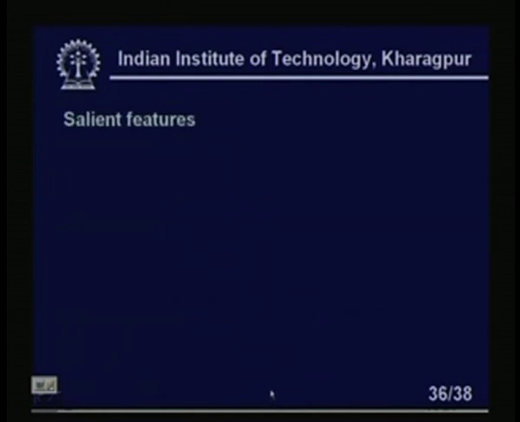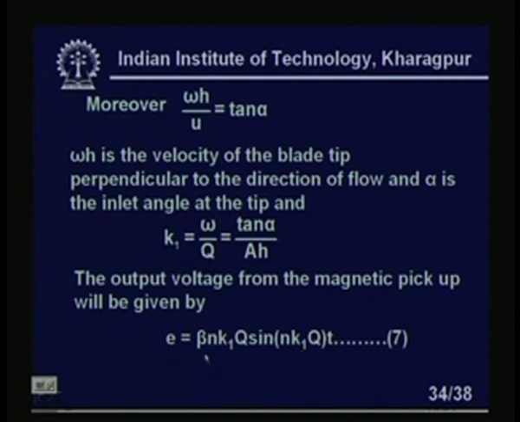Now, one thing you must note: if I look at these expressions, you will find the amplitude beta depends on q. As q, the volume flow rate, increases, the amplitude also increases. Simply, what they do actually is take a turbine flow meter, if I take a, sorry.